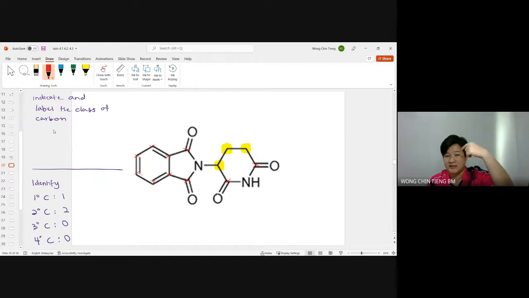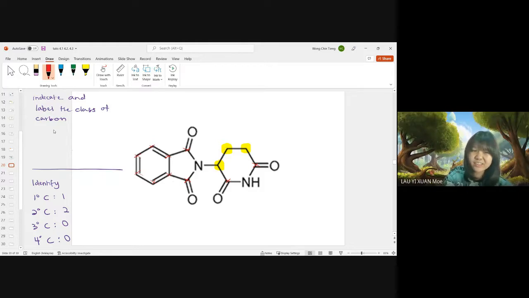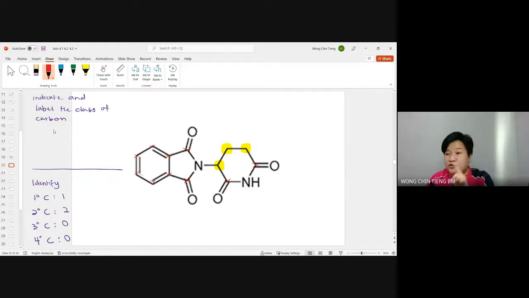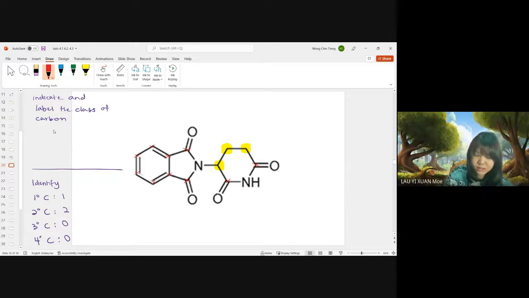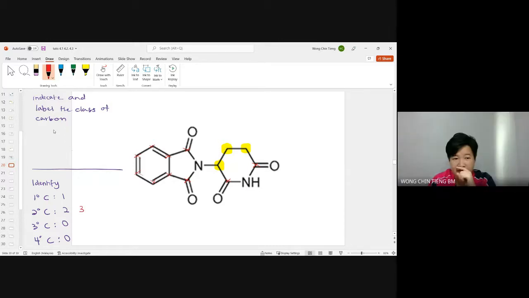Saya disagree. Long? Agree, disagree? Disagree. What is your answer? Three secondary. Lau getting three secondary. So, two secondary or three secondary? Alia? Yang lain?